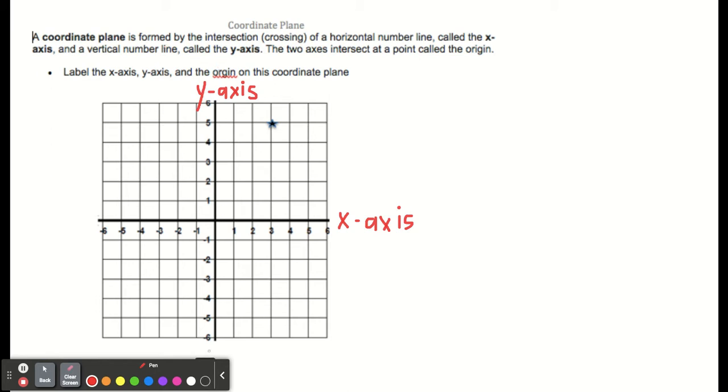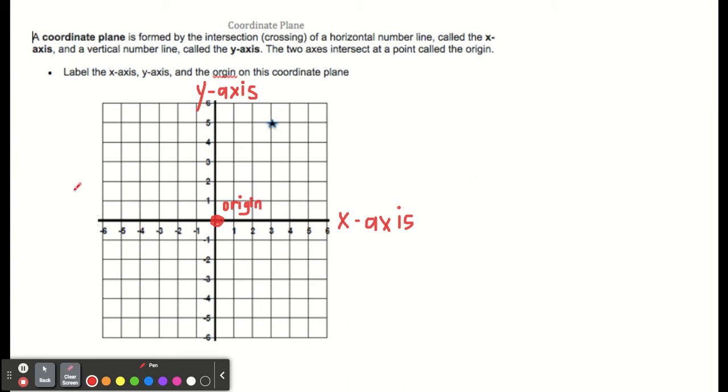The two axes, or two number lines, intersect at a point called the origin. So try to find where those number lines cross. That's right here. So this is the origin. And that point right there is 0 on both of these number lines. So that would be 0, then 1, 2, 3, 4, 5, 0, 1, 2, 3, 4, 5. It's 0 on both number lines, and that is called the origin.